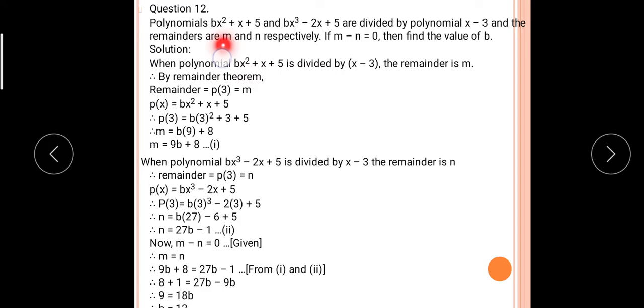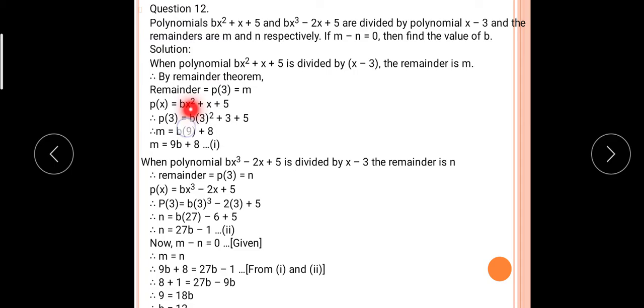What does the remainder theorem say? If the value of the given divisor is given, then the value is the remainder. So by the remainder theorem, p of 3 is equal to m, because x minus 3 is a divisor, and p of x is equal to bx square plus x plus 5. What is p of x? It is p of 3.